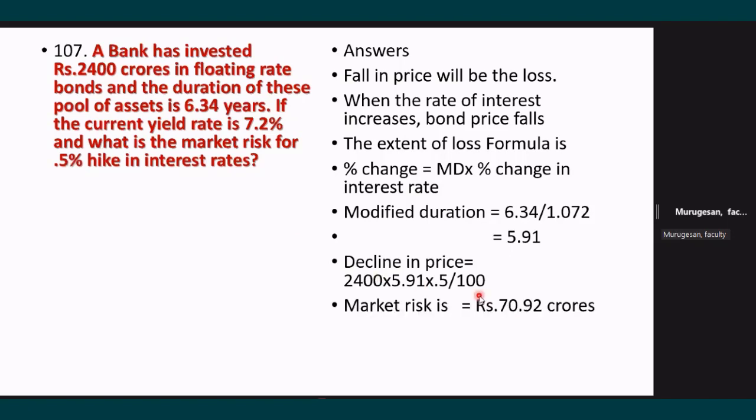So the total value will be 2,400. There will be a decline in the value of 70.9. So though the portfolio is 2,400, now because of the interest rate rise, the value of the bond may decline, a 70.92 loss. So that becomes the market risk. Now what is the capital charge? 70.92 into 9% is 6.38. How many of you understood? Understood or not, boss?